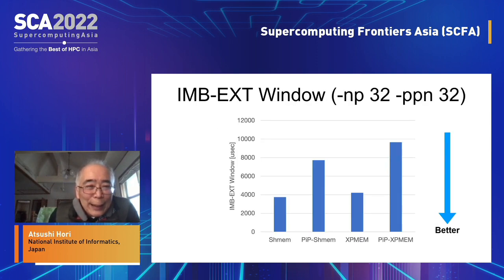Okay, this is another Intel MPI benchmark result. This benchmark measures the latency to create an RMA window. Here, for PIP shmem and PIP XPMEM, the creation time is almost twice that of the shared memory model. Oh, that's not good.